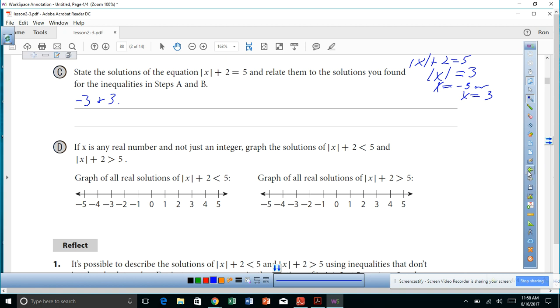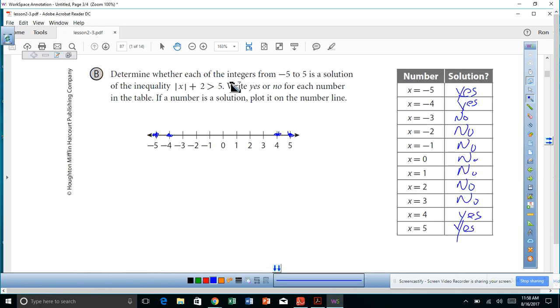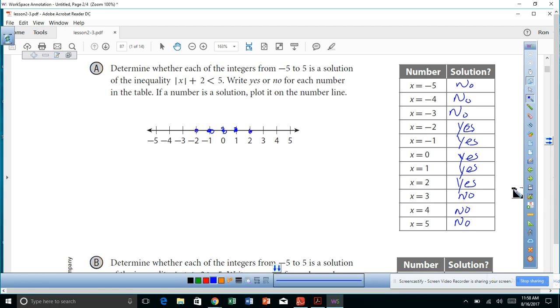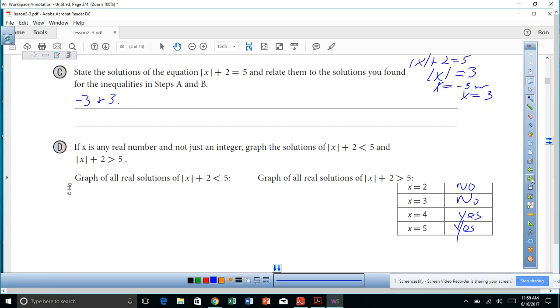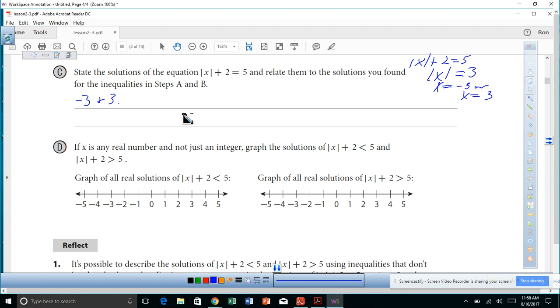These are the only numbers that are not solutions. If you look back here, nope, not there, and nope, not there. Those are the only numbers that were not solutions of either inequality.